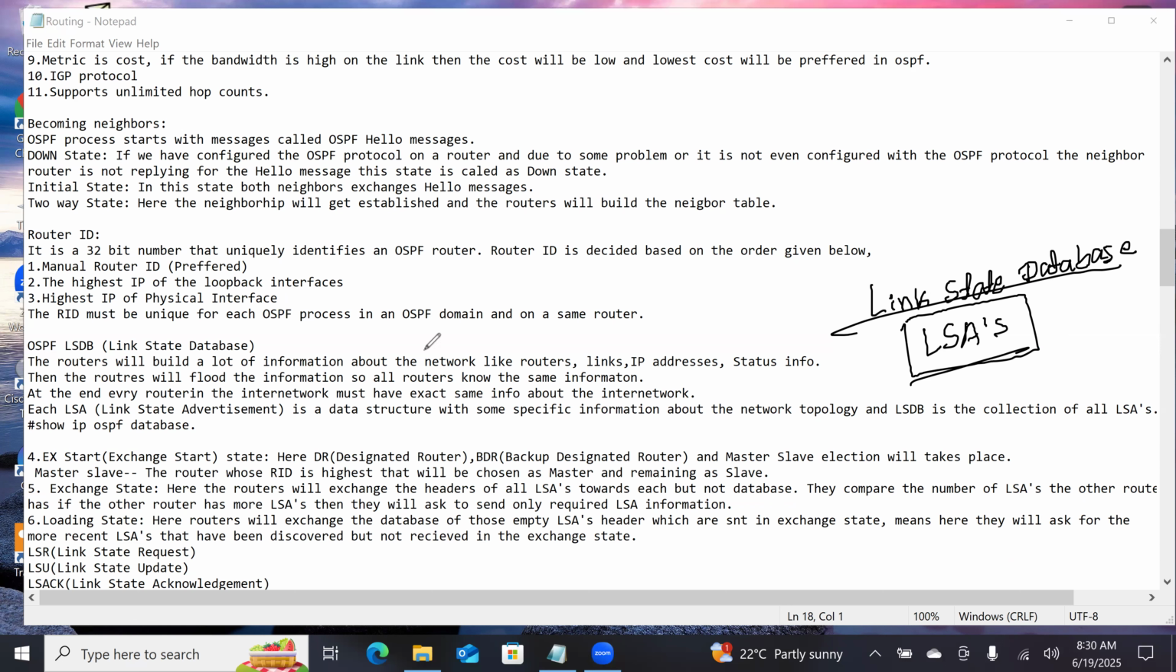Get it? So what exactly is this LSDB? The routers will build a lot of information about the network, like routers, links, IP addresses, and the status of the interface. That information is called what? LSA. And then the router will flood the information to all the routers so that they all know the same information. There is one condition in OSPF.